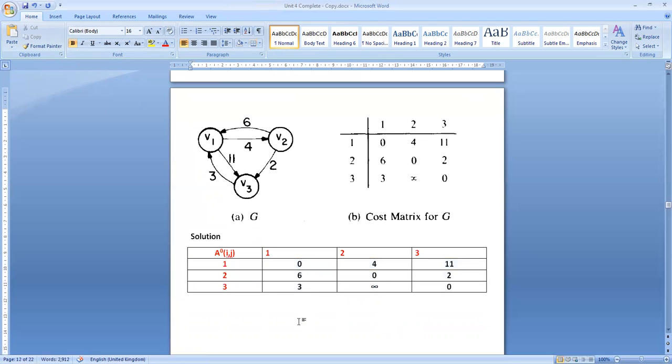So this is the initial stage. Now I have to solve this problem. How many vertices are here? 3 vertices are here. So I have to solve it for A1 of I comma j. From this, I go for A2 of I comma j. From here, I go for A3 of I comma j.